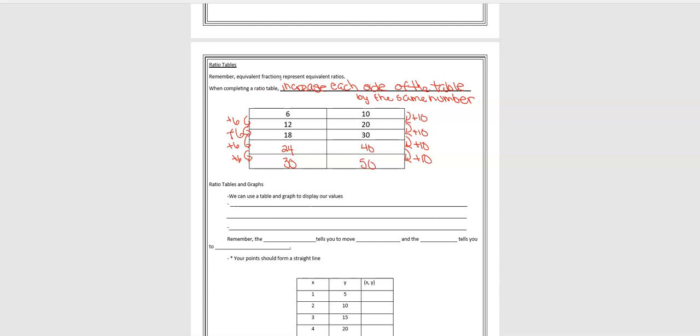So when we are working with ratio tables and graphs, you can use a table and graph to display our values. I want you to write the pair of values in the table as coordinates. Okay, so this means like x comma y. And then I want you to plot the points. Remember, the x value tells you to move right. And the y value tells you to move up.